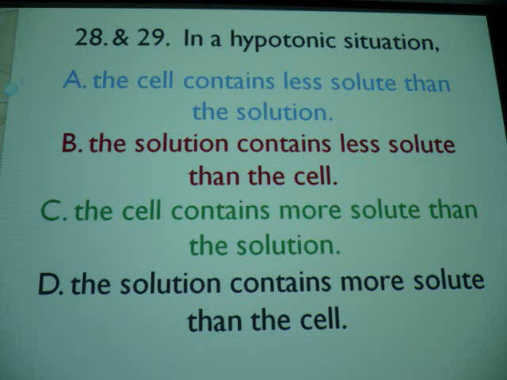So which one, you see B or C, or B or D, which one's right for that one? B. Now, if the solution contains less, then the cell must contain more. So if you solve it that way, you'd be right every time. If it's a hypotonic solution, the water contains less stuff. Therefore, the cell must contain more stuff. So the answer would be Bravo and Charlie. Now, if I said hypertonic solution, it'd be right back. More stuff in the solution, therefore, less stuff in the cell.